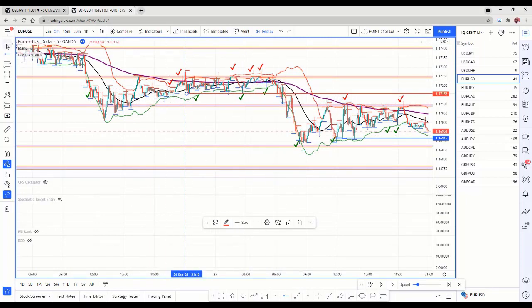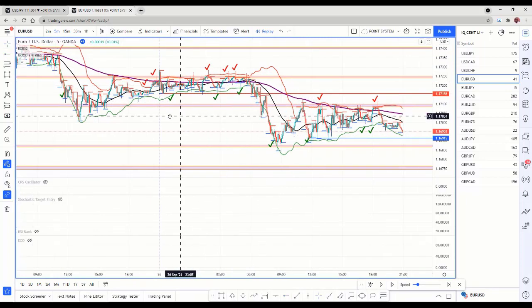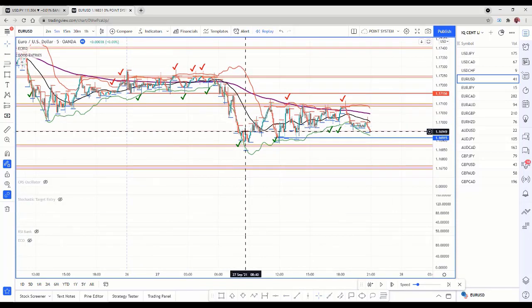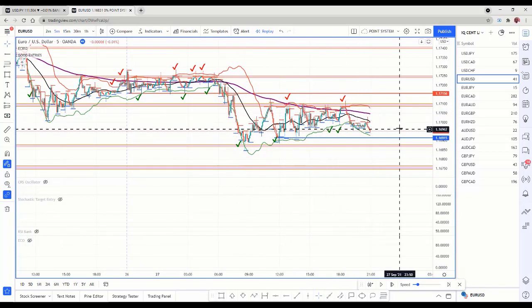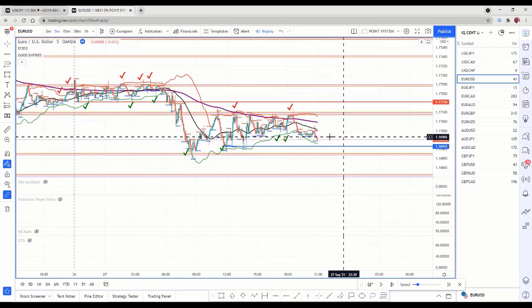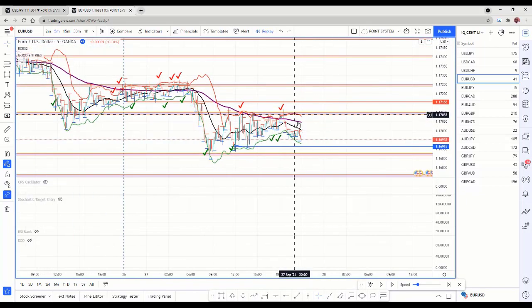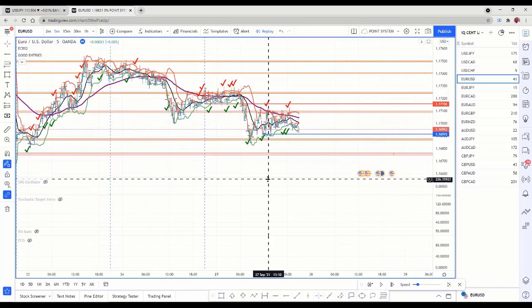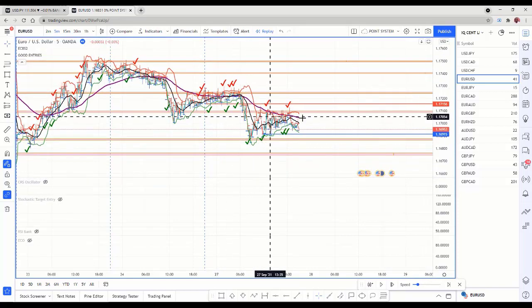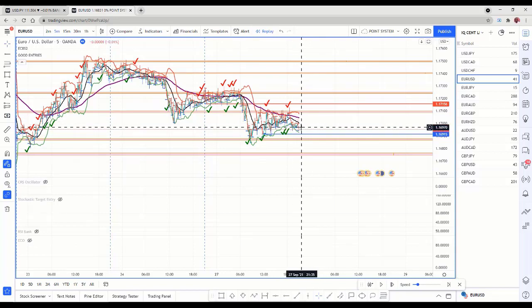you know, came down to this channel, and right now it is inside this channel. So what is happening? Yes, the market is in a down trend, not knowing what is going to be happening in the next day.